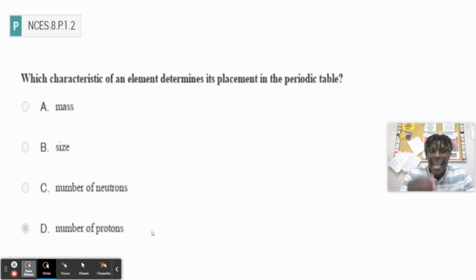Okay, guys, there you have it. Stay tuned for the next video. We are going to be talking about how we can draw the atomic structure, and we are also going to be looking at balancing chemical equations.